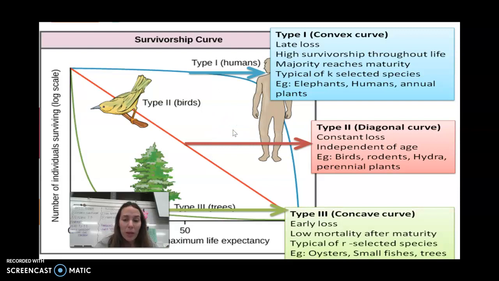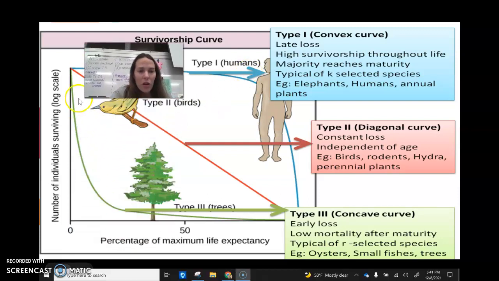And then type 3, which you notice is the concave, this is early loss, meaning that we have a low survivorship early in life. And notice you can see that green line, right? We see a big drop-off right away. Okay, big drop-off right away.